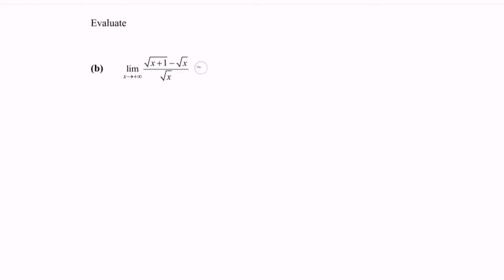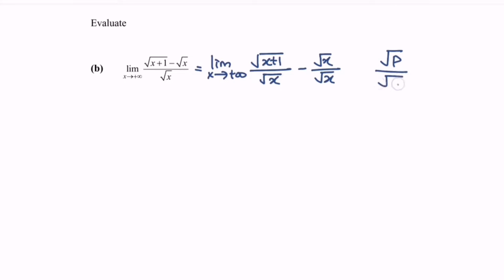So here we will have the limit when x approaches positive infinity of square root of x plus 1 over square root of x, minus square root of x over square root of x. Kindly make use of the properties of surds, where we can combine square root of p over square root of q, which equals square root of p over q. So make use of the properties. The limit when x approaches positive infinity: here we will have the square root of x plus 1 over x, minus 1.